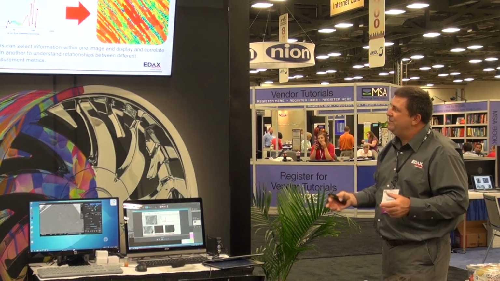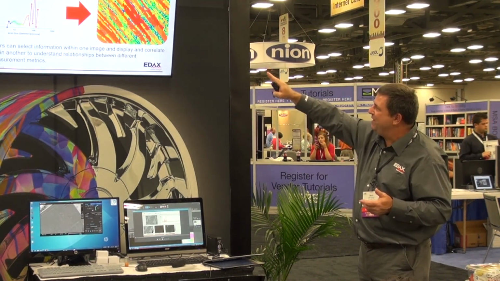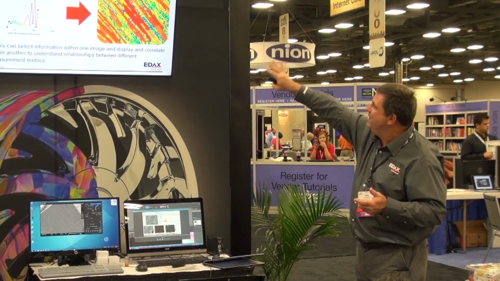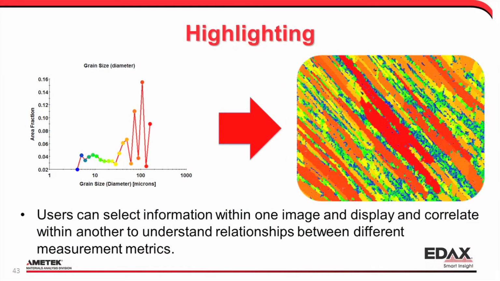The other thing you're able to do is highlight data. So I can go to a certain distribution. In this case, I've selected everything. I apply a color scheme to that. I then show that color scheme on the map. So in this case, I'm looking at grain size. I now see where the small blue grains are relative to the large red grains, and kind of understand the relationship between different measurements that we make.